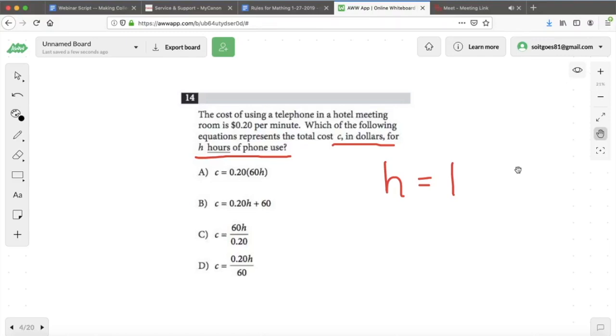Just think logically. It's 20 cents per minute and you're on the phone for an hour. How much is that going to cost? What's the C value? 12? Yeah, it's going to be $12. Absolutely. When you're on the phone for 1 hour, it's going to be $12, right?